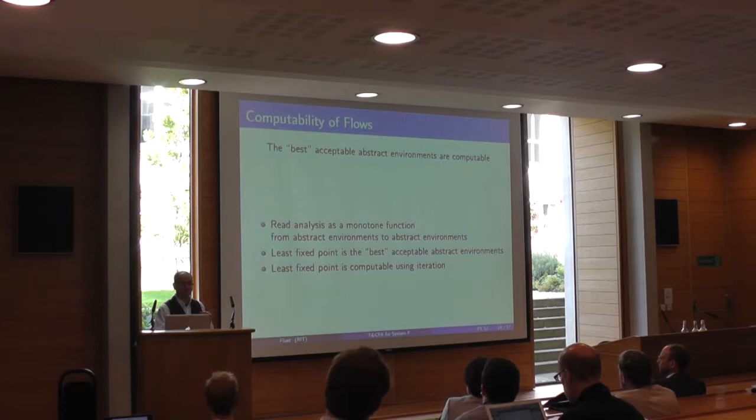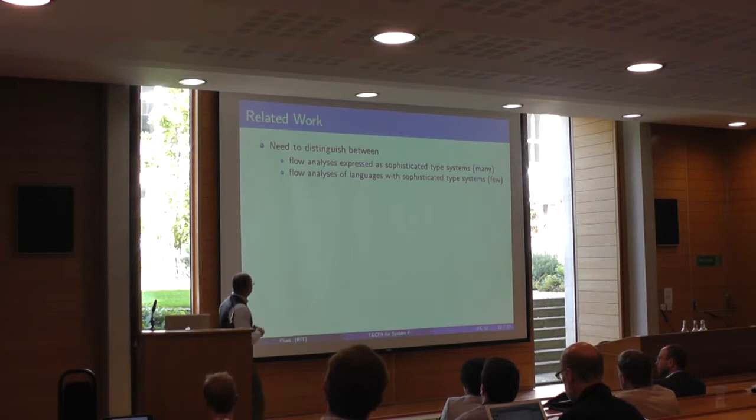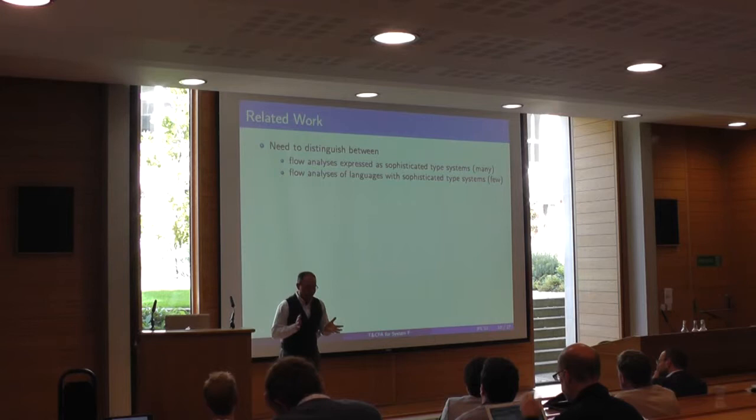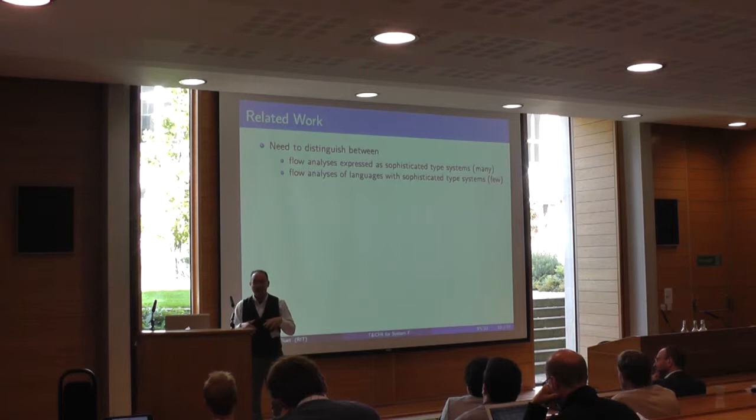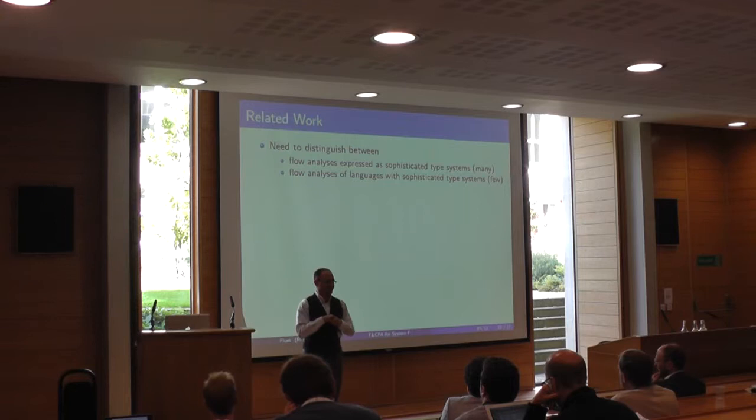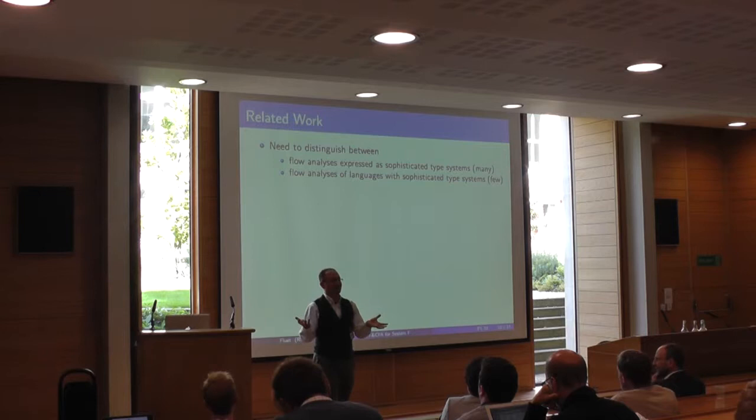Okay. So I want to spend just the end mentioning a little bit of related work here. One of the things I need to do with related work is distinguish between a very large body of literature that has flow analyses expressed as sophisticated type systems, and what, as far as I can tell, is a very small body of literature, which is flow analyses of languages with sophisticated type systems. And so these things that use sophisticated type systems to express the analysis, the underlying language is just simply typed.